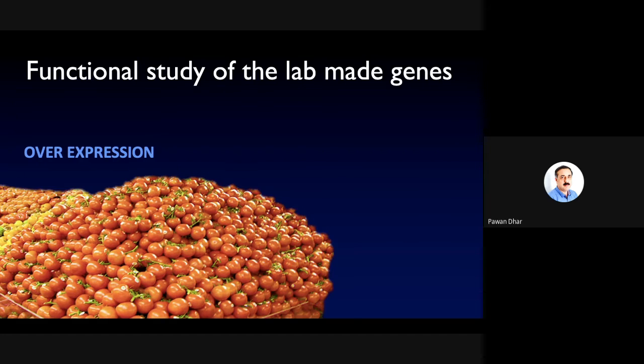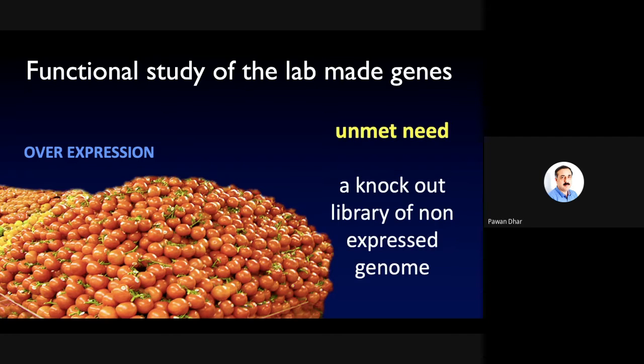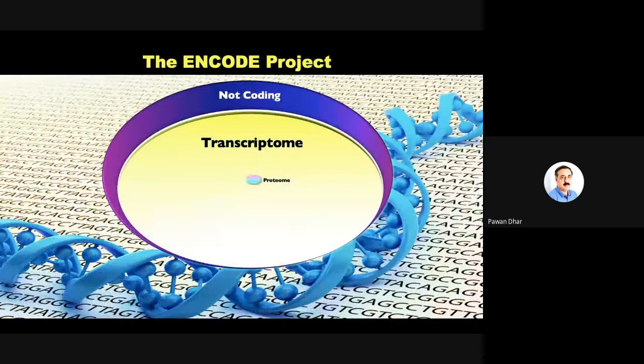So the functional study of the lab-made genes, as we call them, can be done only when you overexpress them. Because if you knock out a non-expressed piece of DNA, you do not know if something will happen in the cell. That would be very interesting, if somebody can make a knockout library of the non-expressed genome. It has not been made so far to my best knowledge, but if one can make it and see the effect, that would also lead to discovery of new genes.